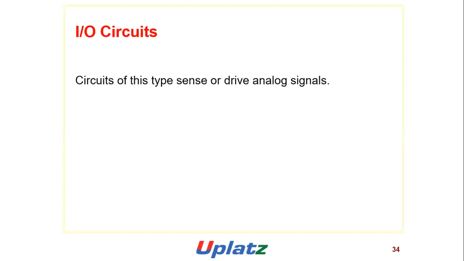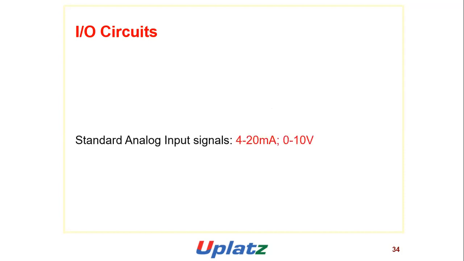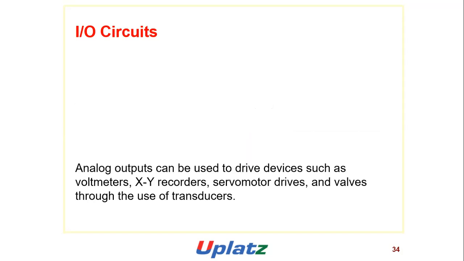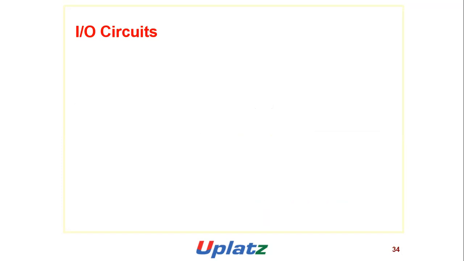Analog I/O. Circuits of this type sense or drive analog signals. Analog inputs come from devices such as thermocouples, strain gauges, or pressure sensors that provide a signal voltage or current that is derived from the process variable. Standard analog input signals: 4 to 20 milliamperes, 0 to 10 volts. Analog outputs can be used to drive devices such as voltmeters, X-Y recorders, servo drives, valves through the use of transducers. Standard analog output signals are 4 to 20 milliamperes, 0 to 5 volts, 0 to 10 volts.